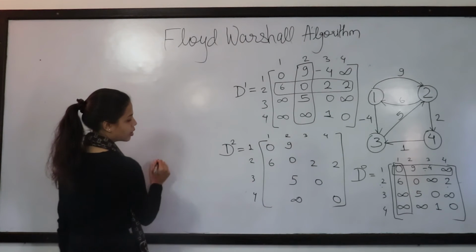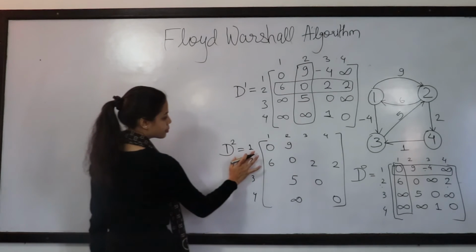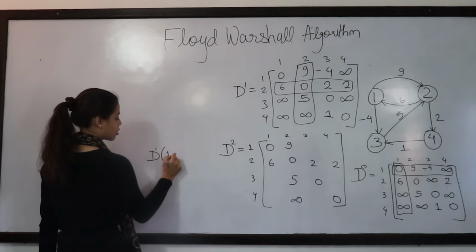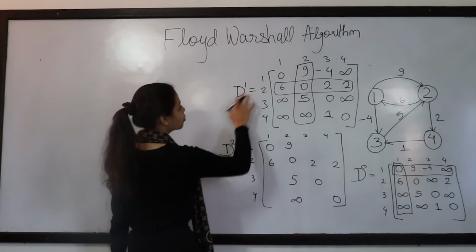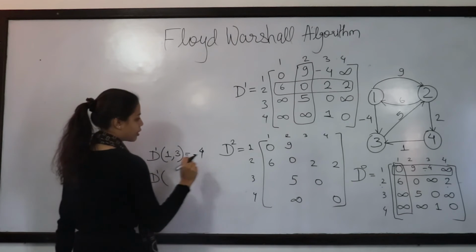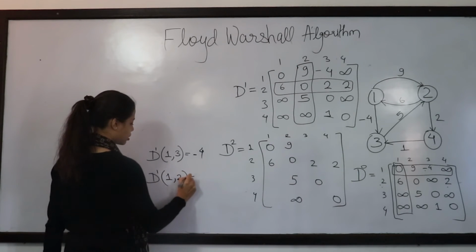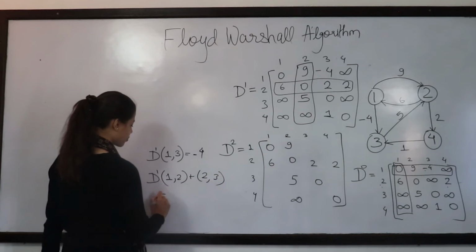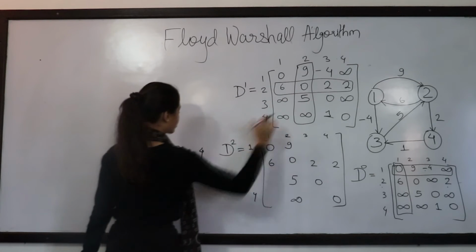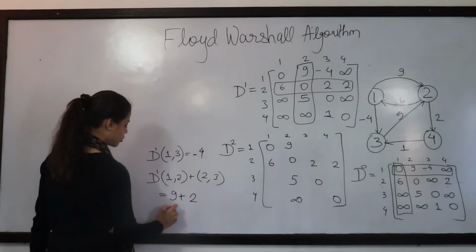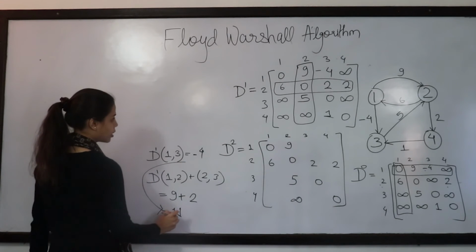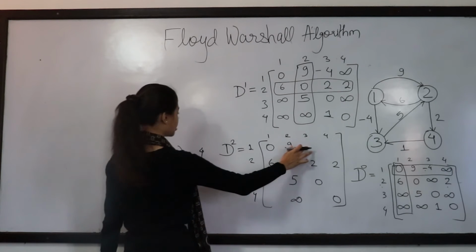To find the distance between 1 to 3, we consider from D1, 1 to 3 is -4. Now, via 2, we will get 1 to 2 plus 2 to 3. 1 to 2, 9 plus 2 to 3, 2, which is 11. This is greater than -4, so we do not update the value of this and we keep it as it is.